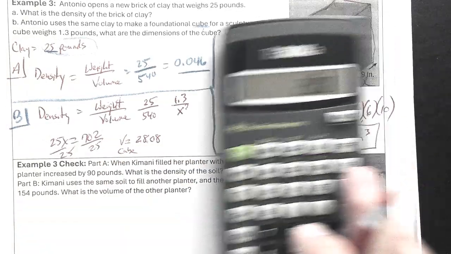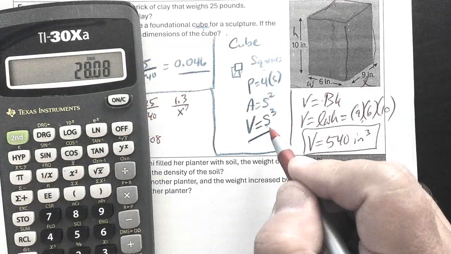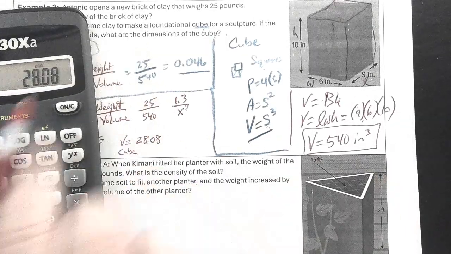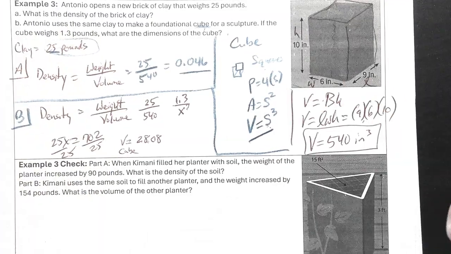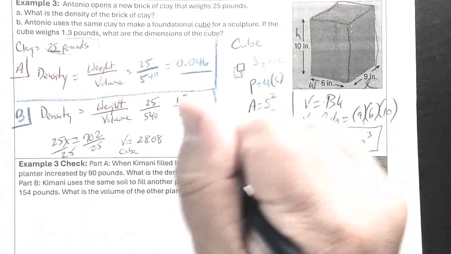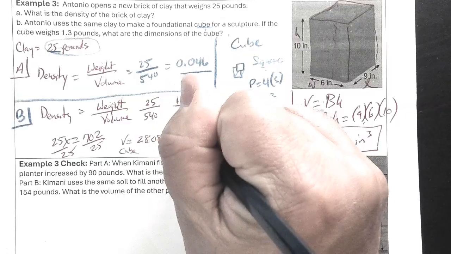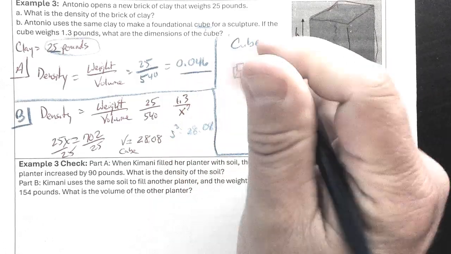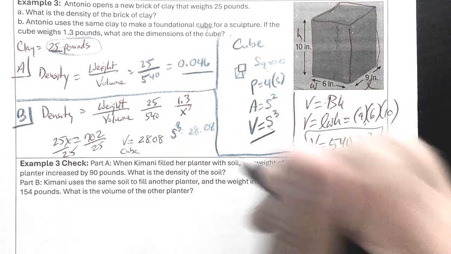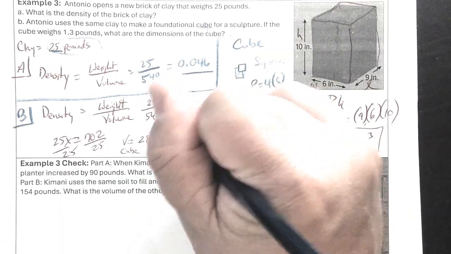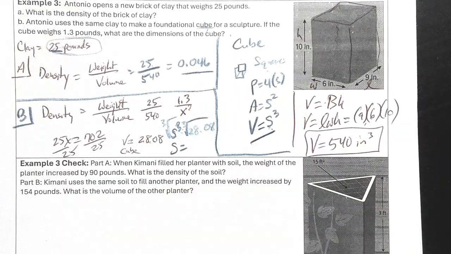All right. Let me move this over. Now, the volume is the side cubed. So in order to find the side, because volume equals side cubed, side cubed equals 28.08. I know I said we weren't going to keep writing this, but it's just habit. We're going to take the cube root so that we can get the side.